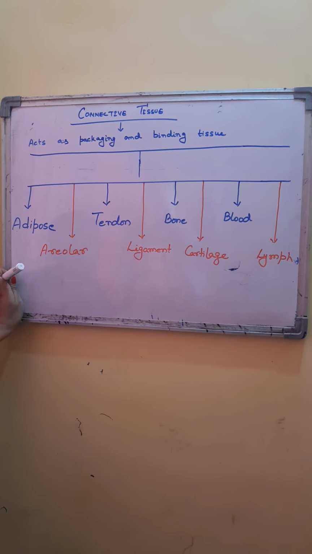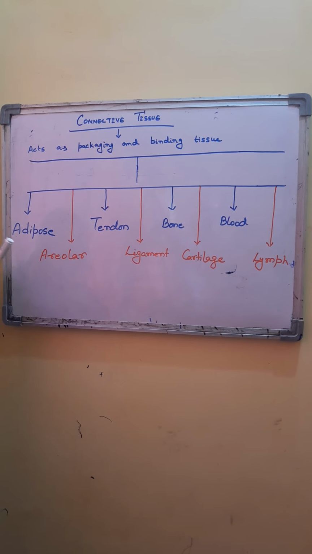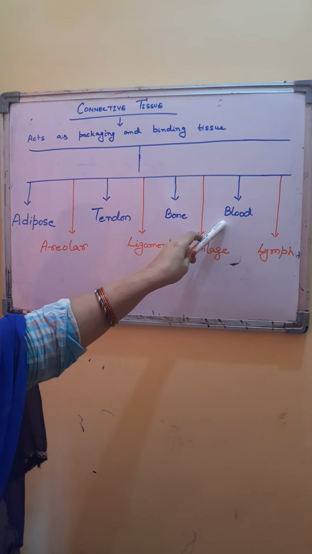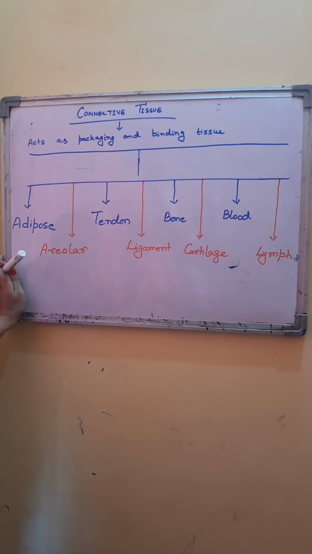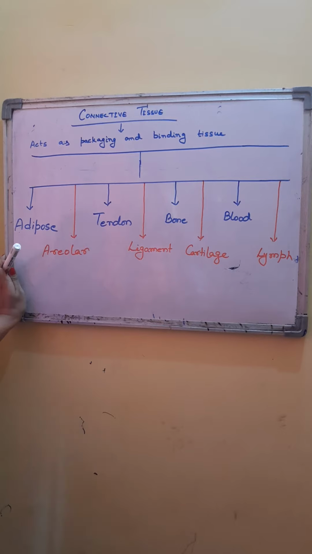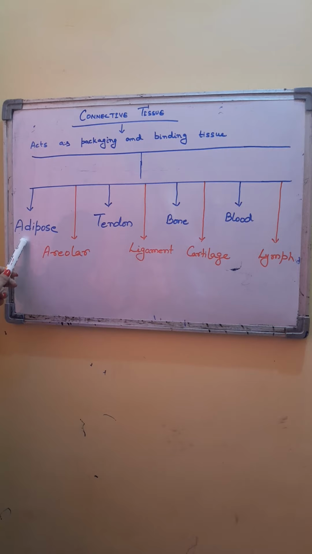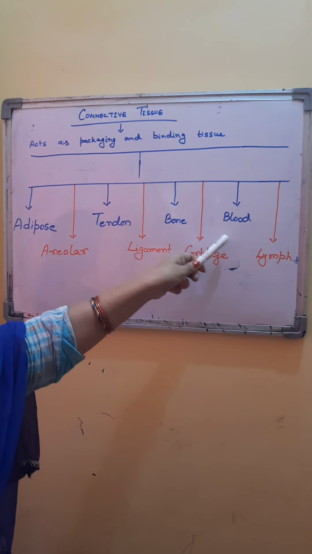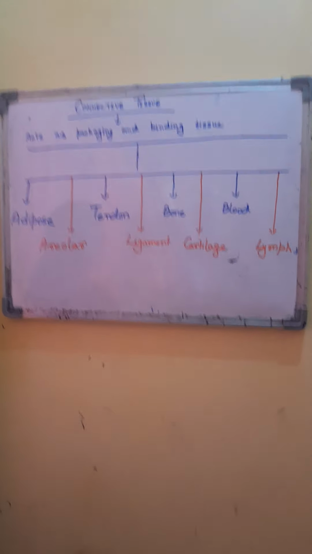Sometimes it is generally categorized as dense connective tissue like adipose, areolar, tendon, ligament, bone, cartilage, and fluid connective tissue, blood and lymph. So there are various techniques to group these connective tissues. Here we will study about all these 8 connective tissues one by one. That is adipose, areolar, tendon, ligament, bone, cartilage, blood and lymph. So let's start with the adipose tissue.